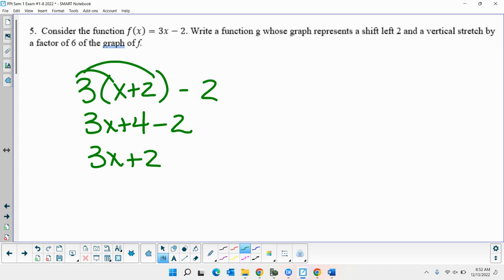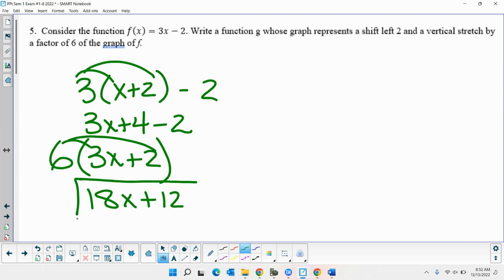Then a vertical stretch by a factor of 6. Vertically, we multiply the whole thing by whatever number they tell us. So I'm going to distribute the 6, and we get 18x plus 12. One at a time. Don't try to do both.